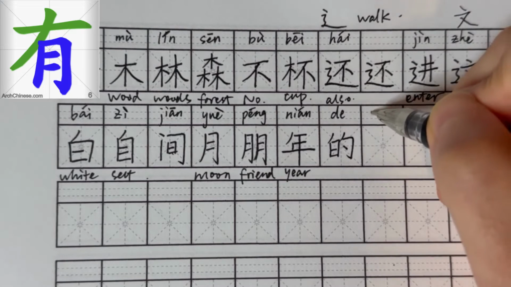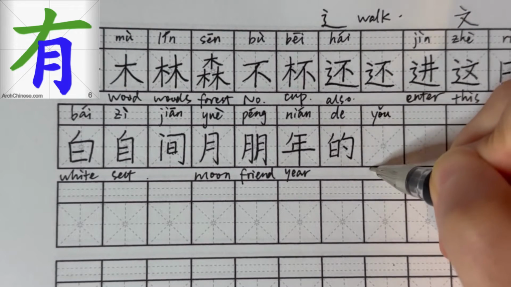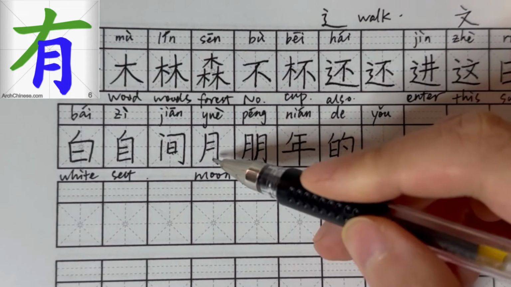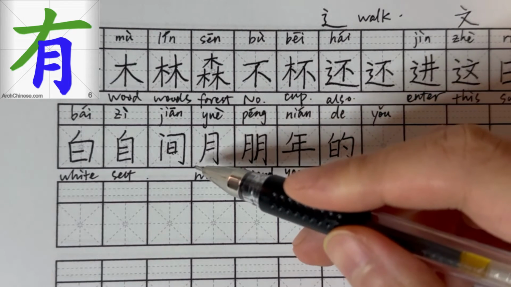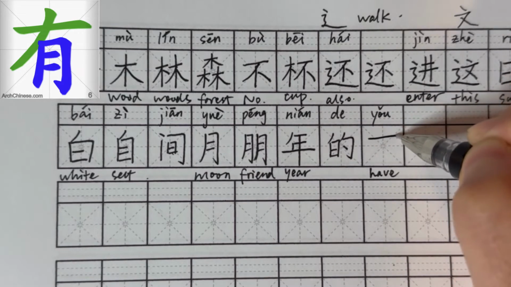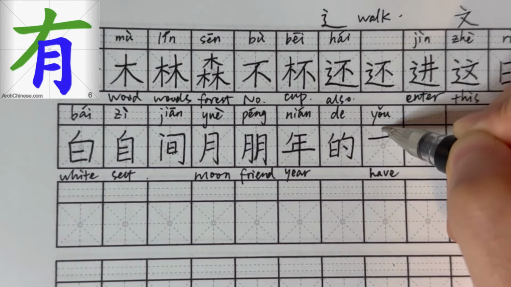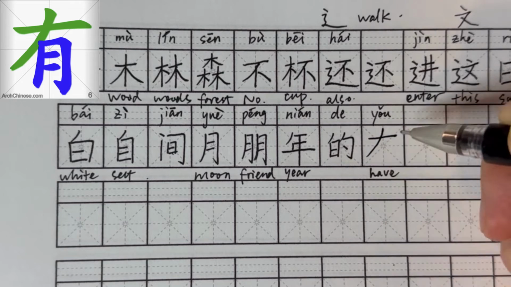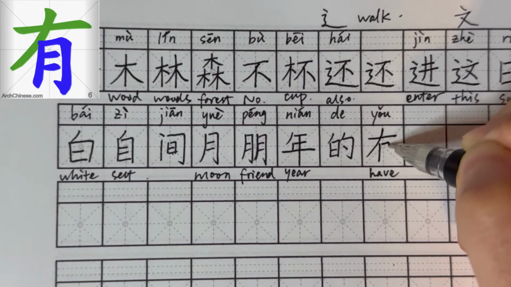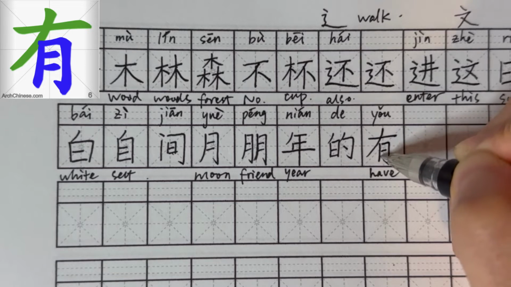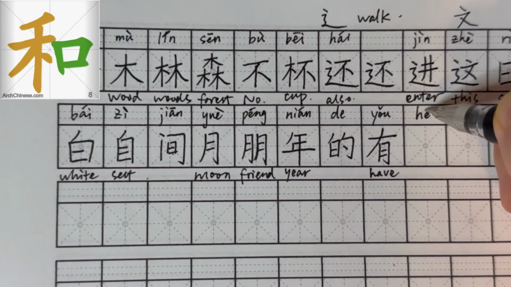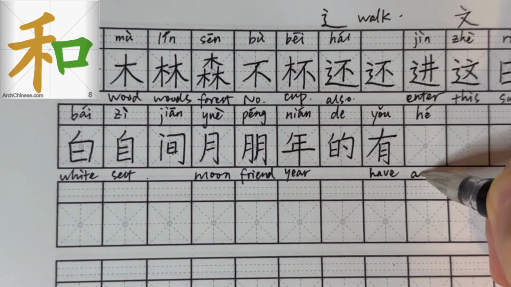Next one. 有 means to have. The blue component, it looks like character 月, but instead of a 撇, that's more like a 竖. Let's write it. 横, a long 撇, 竖, 横折钩, 横.